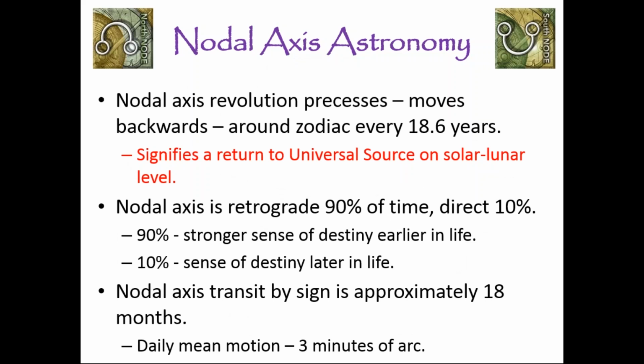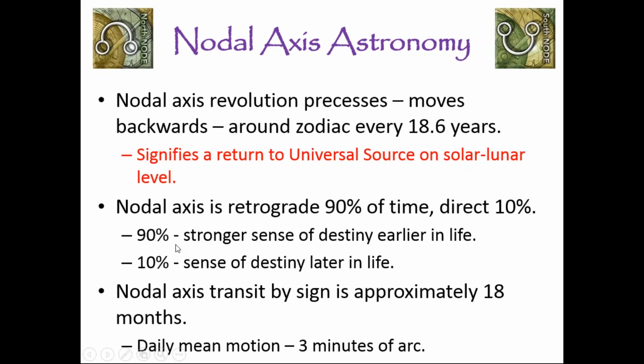Now the nodal axis precesses or moves backwards through the zodiac, through the chart. It takes about 18.5 years to make a complete circle through the zodiac. This backwards movement signifies a return to universal source on a solar, sun, lunar, moon level. The nodal axis, though, is not always retrograde 100% of the time. It's retrograde 90% of the time, direct 10%.